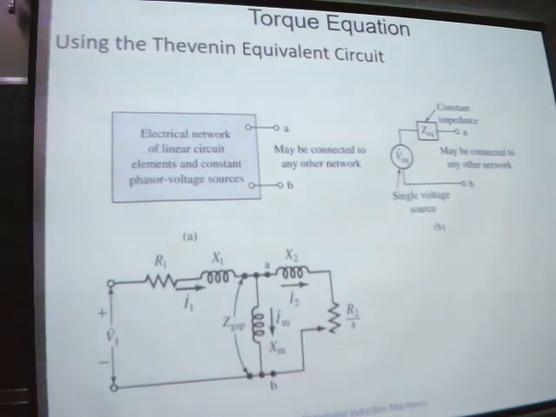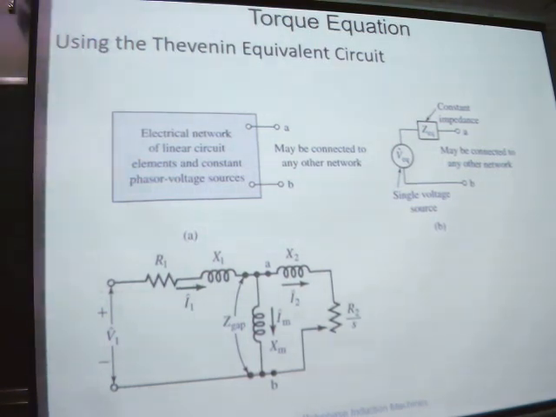Let's start. Yesterday we learned the equivalent circuit. Today we learn the torque equation of the induction machine. The torque equation is also important to know the AC induction machine.